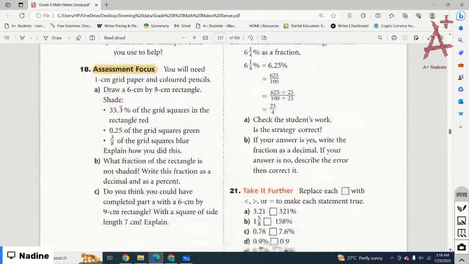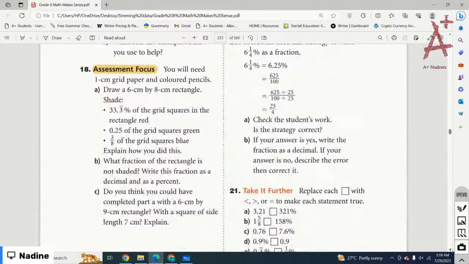Let's just start with question number 18. You will need 1 centimeter grid paper and colored pencils. Draw a 6 centimeter by 8 centimeter rectangle. Shade 33.3% of the grid squares in the rectangle red, 0.25 of the grid squares green, 3 by 8 of the grid squares blue. Explain how you did this.